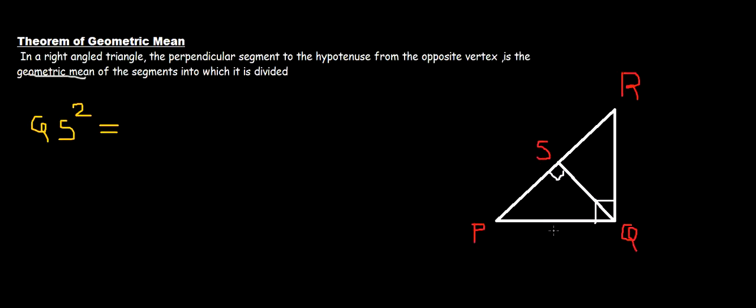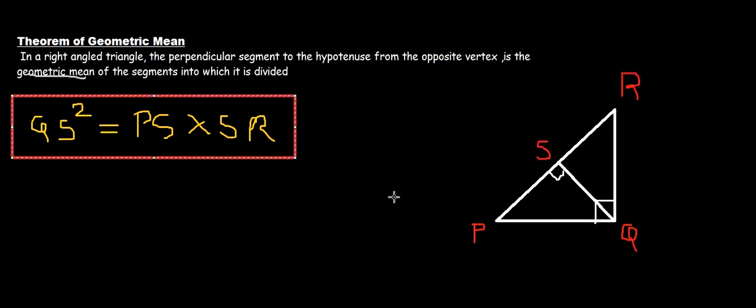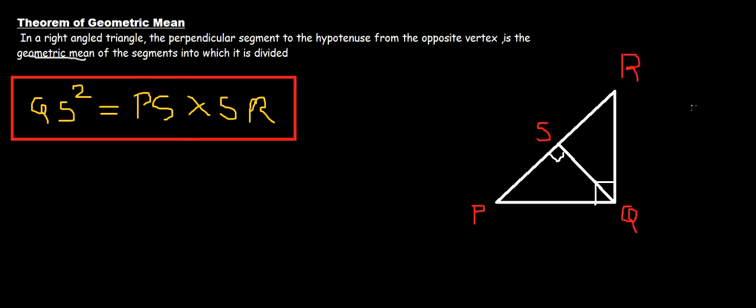So we have to prove this statement or this equation, you can say. QS square is equal to PS into SR. So I will make a nice red color border to it. So we have to prove this. Now let's see how we will prove it. It's a simple proof.